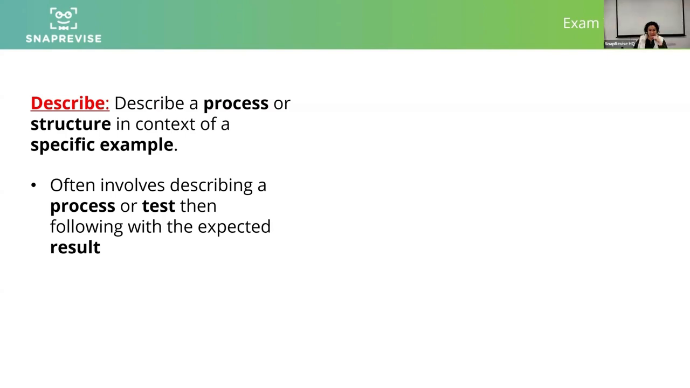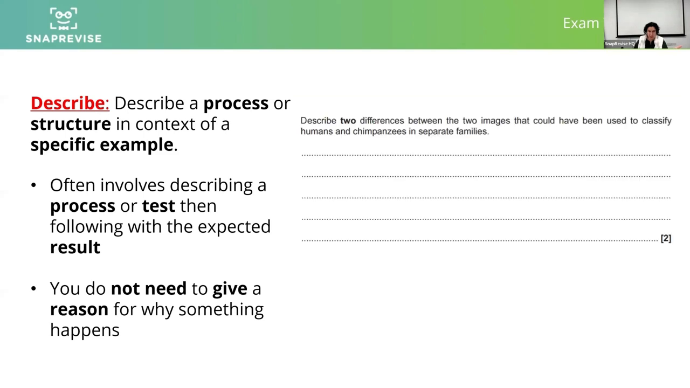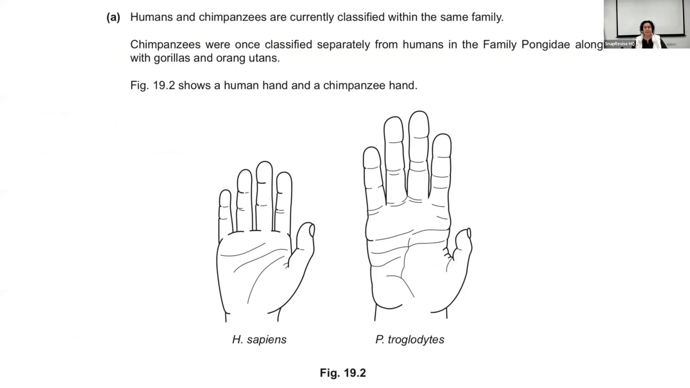So it will involve you describing the test, including the expected result. For example, describe 2 differences between the 2 images that could have been used to classify humans and chimpanzees in separate families. So the images, actually, let me see if they come up after. Yeah, okay. So these are the 2 images. We've got here a hand from a Homo sapiens and a hand from the troglodytes.